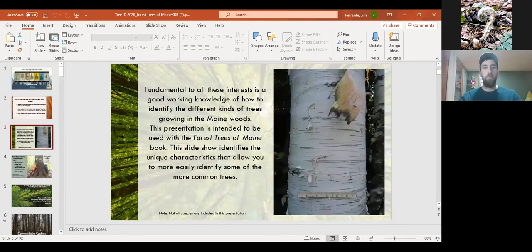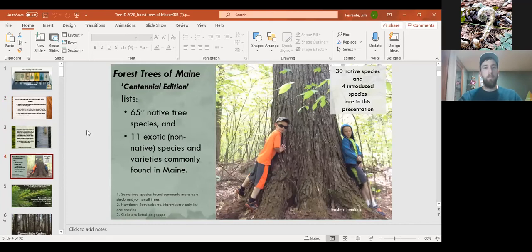Like I said, this presentation is based off our publication, Forest Trees of Maine, and the best way to get that is to contact your district forester. The Centennial Edition has 65 native trees and 11 exotic or non-native trees. Time's not going to allow us to cover all 60 or 70 plus trees in this time period, so we're going to focus on some of the more common ones and tactics to help you identify which trees you're looking at.